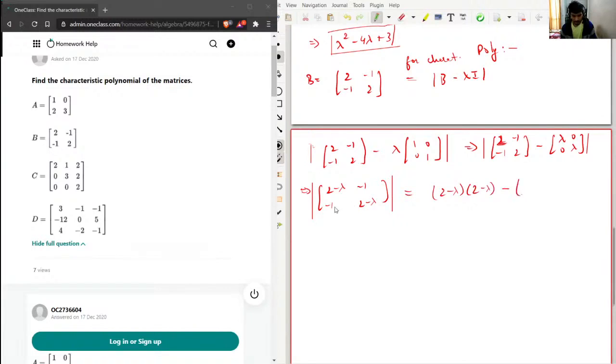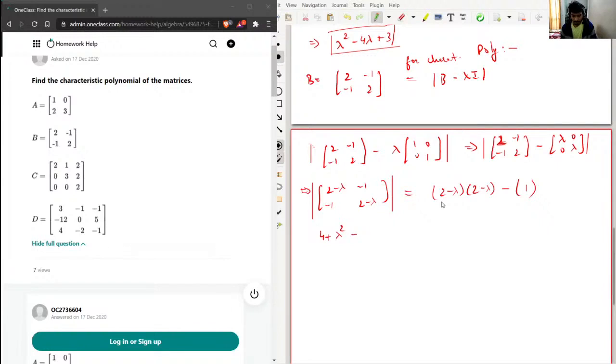Minus 1 times minus 1 will be plus 1. So this is nothing but 2 minus lambda whole square. I'll just use the identity of a minus b whole square. So a square will be 4, plus b square will be lambda square.